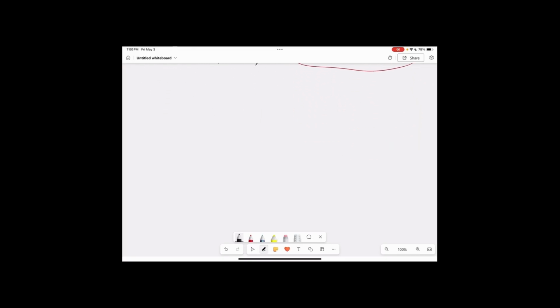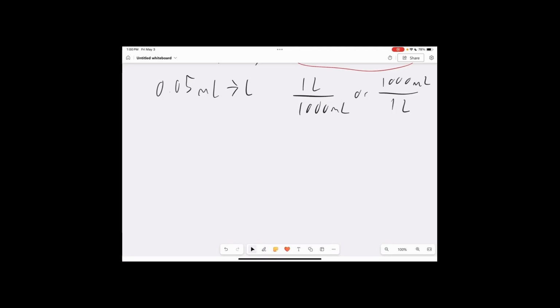That is volume of a raindrop. That is 0.05 milliliters into liters. We know that 1 liter, according to our chart, is 1,000 milliliters, which we can also write as 1,000 milliliters being 1 liter. We can phrase this fraction either way. We want to pick the version that will put the units we want on the top and the units we're getting rid of on the bottom. That's going to be this one.